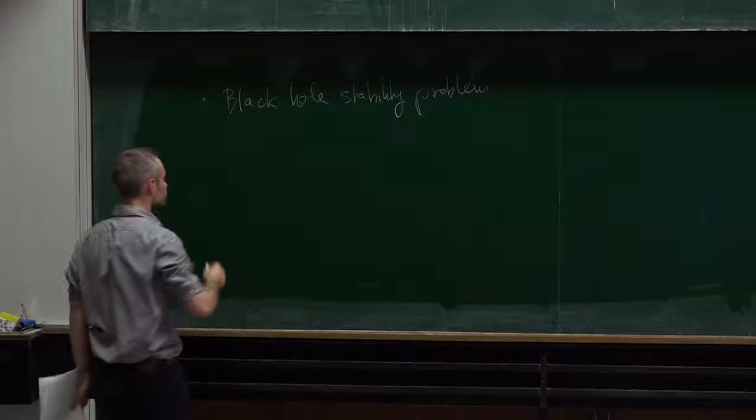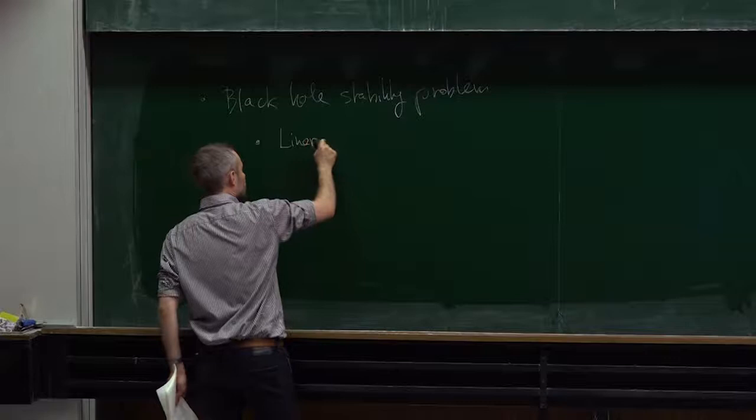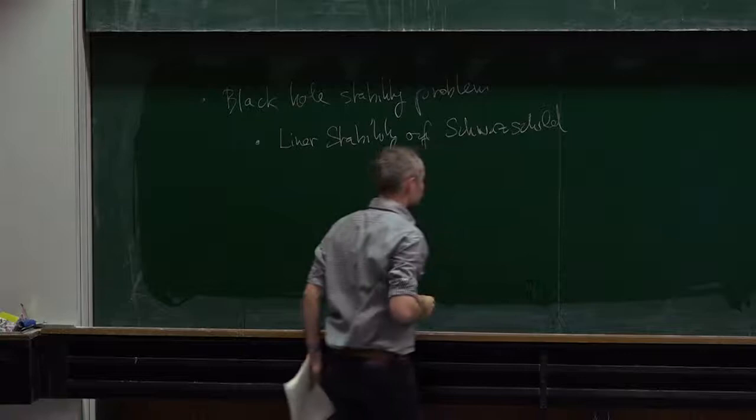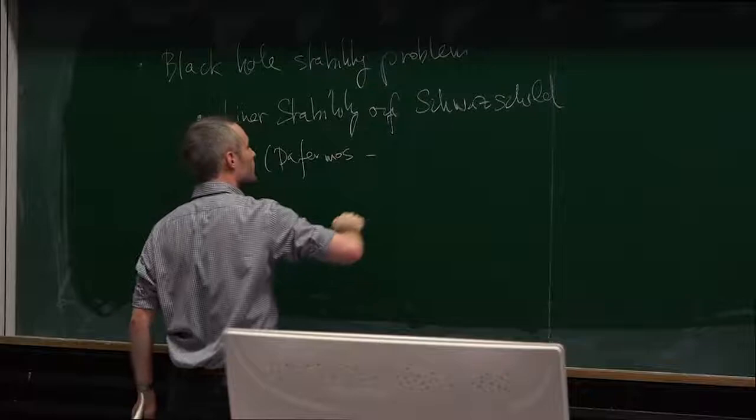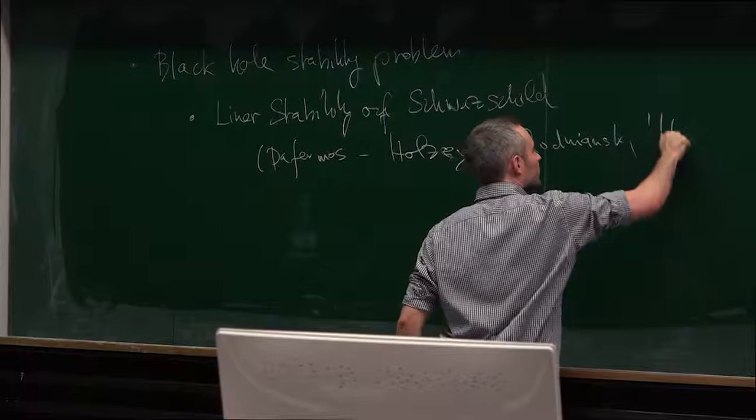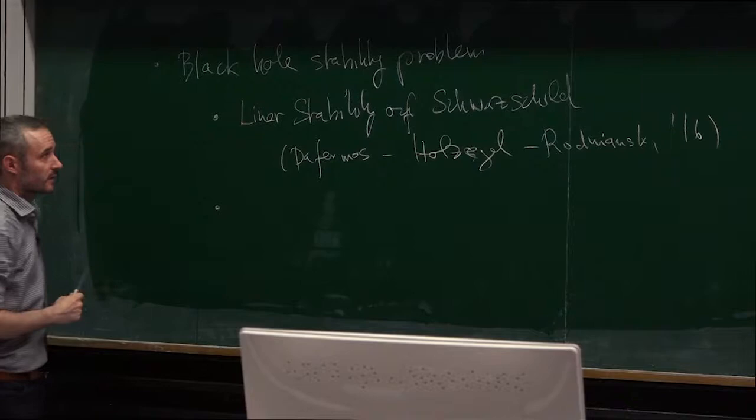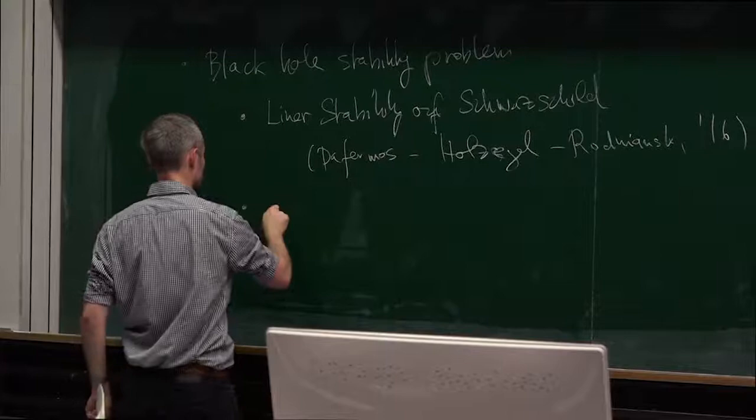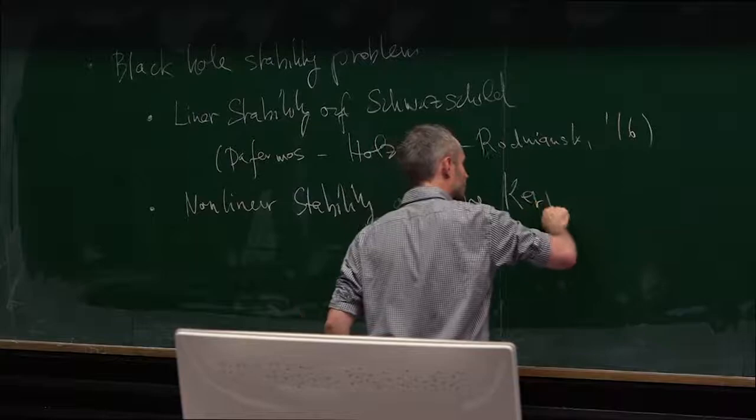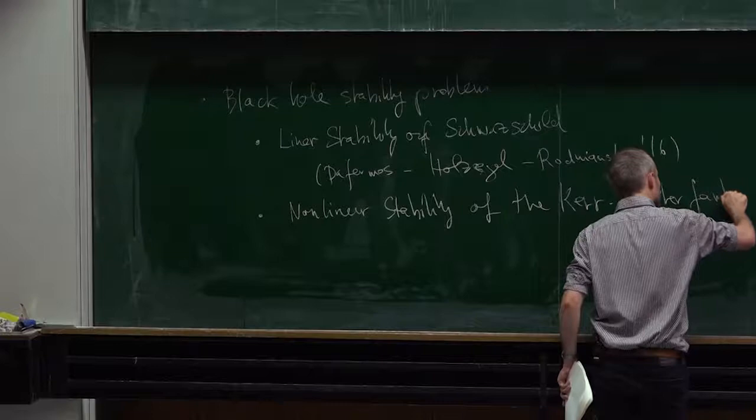However, there are two recent works on this. So the linear stability of Schwarzschild has been proven by Dafermos, Holzegel and Rodnianski in 2016. So that's still not the full problem, but a major leap forward. And the other problem that is related is the nonlinear stability of the Kerr-de Sitter family by Hintz and Vasy.